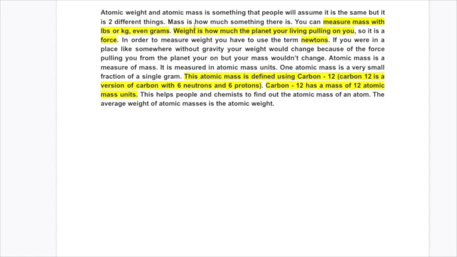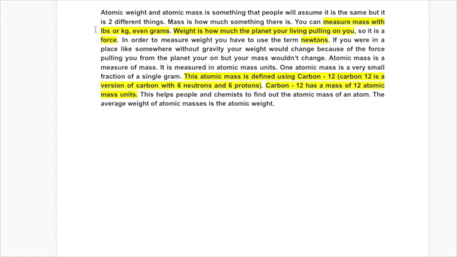Mass is how much of something there is. You can measure mass with pounds or kilograms, even grams. You can even use many mass units. For example, if you want to see how much you weigh, you wouldn't say how much I weigh. You'd say, what is my mass? Instead of saying how much I weigh, you'd say how much is my mass.